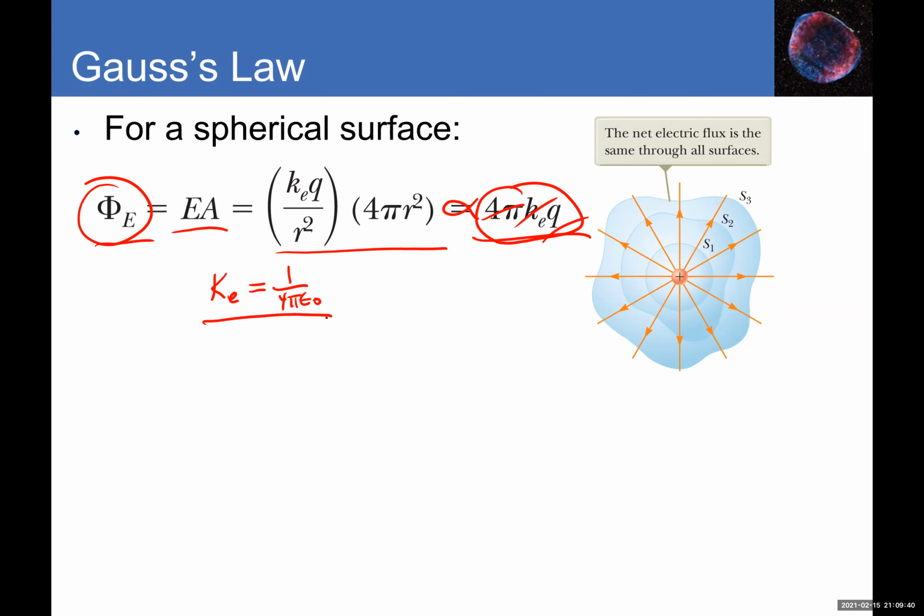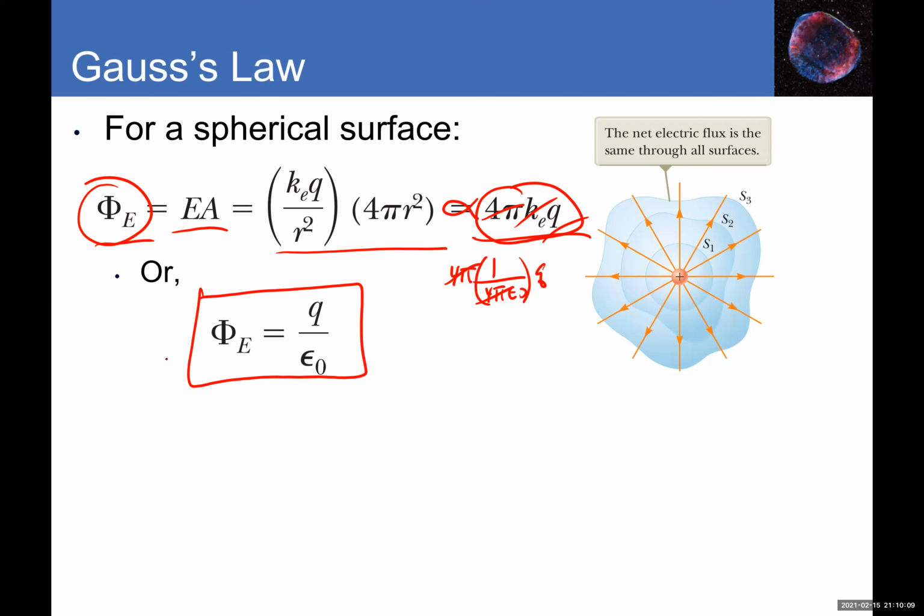Now, remember, k_e is 1 over 4 pi epsilon naught. So a lot of times, if I replace k_e with that, it becomes 4 pi times 1 over 4 pi epsilon naught times q. The 4 pi cancels out, and what we end up with is that flux is equal to q over epsilon naught, because that's the only thing that survives. And that's what Gauss's law technically represents: that flux only depends on the charges enclosed in your area of interest.